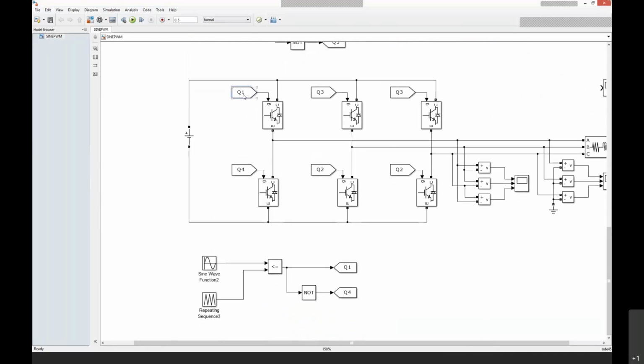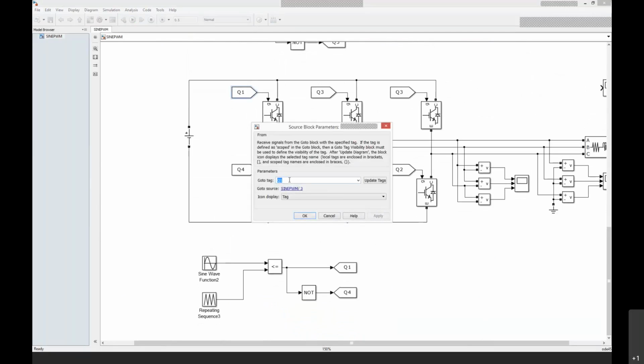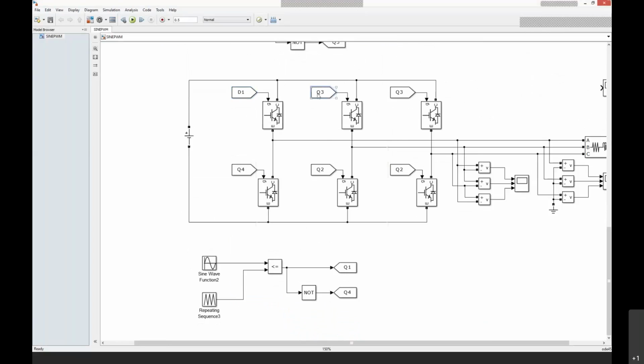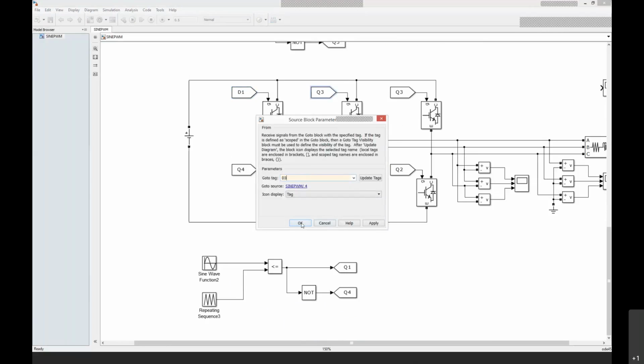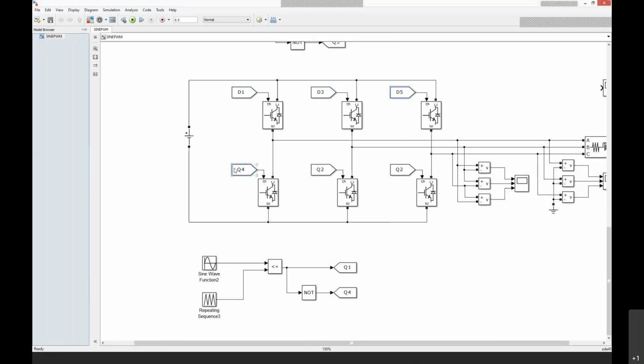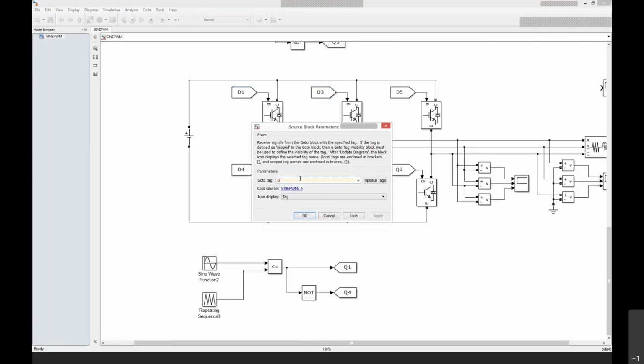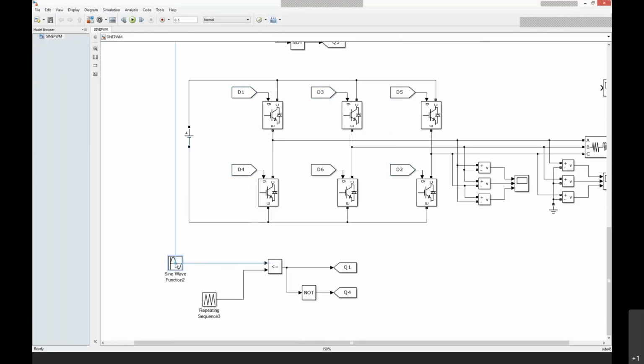Before we properly label this one, S is already used, right? So I may use some other label, D1, right? So this is D3 and this is D5, D4, D6, and this is D2, right? You require one modulating signal per phase, so 3 modulating signals and 1 carrier.